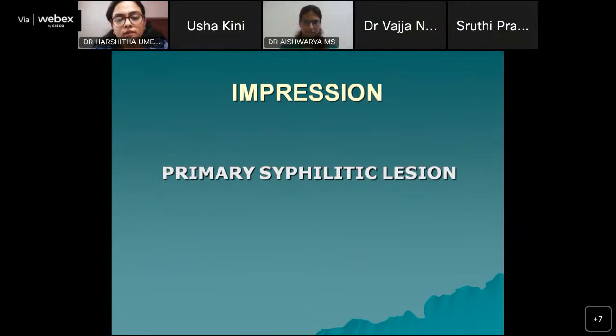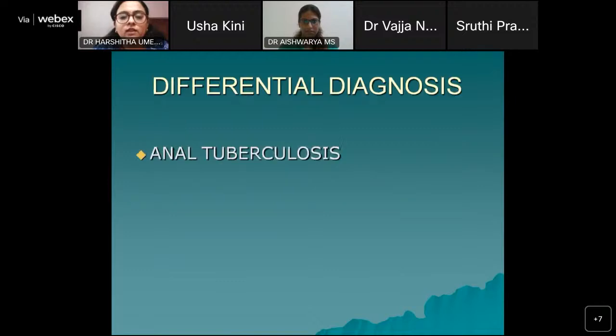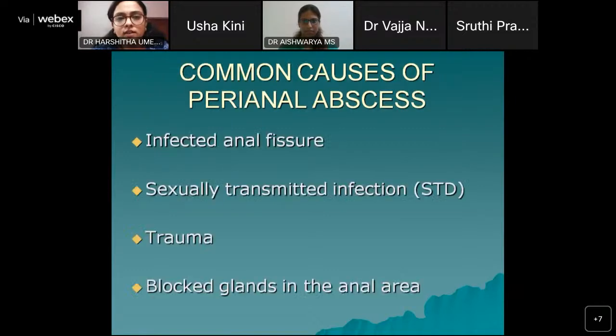Okay. You said something to do with trauma. Yes, ma'am. I saw that you had a word, perianal traumatic abscess. Other causes of perianal abscess are infected anal fissure, sexually transmitted disease, trauma, and blocked glands in the anal area. Okay.